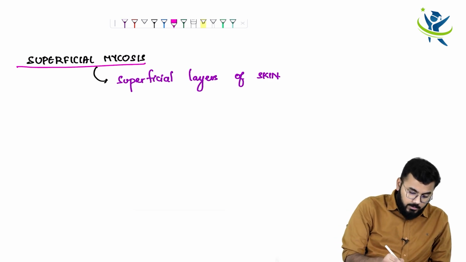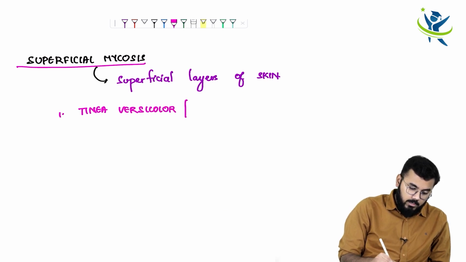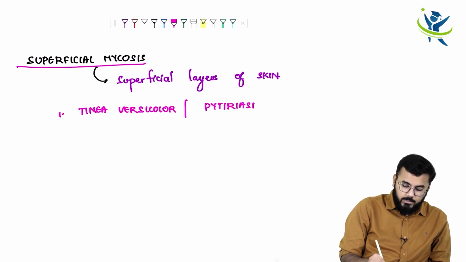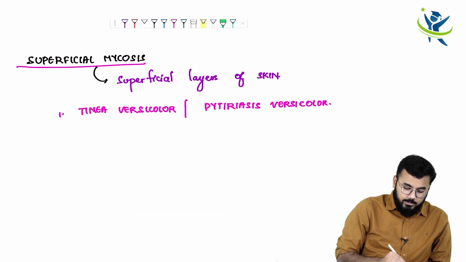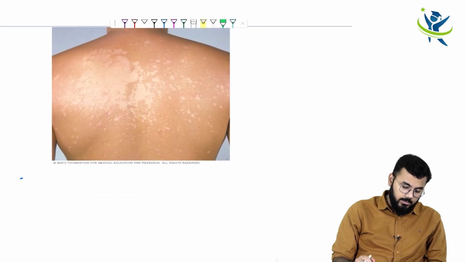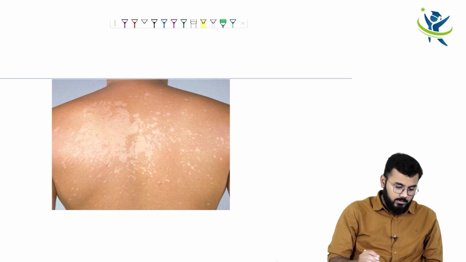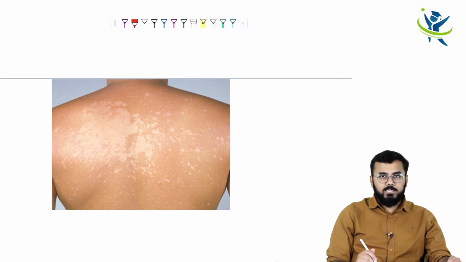Okay, so the first important thing is Tinea versicolor, also called Pityriasis versicolor. So there are basically two names: Tinea versicolor or Pityriasis versicolor. If you look at the picture down here, this is the picture of Tinea versicolor or Pityriasis versicolor. As you can see, some patches over here, right?